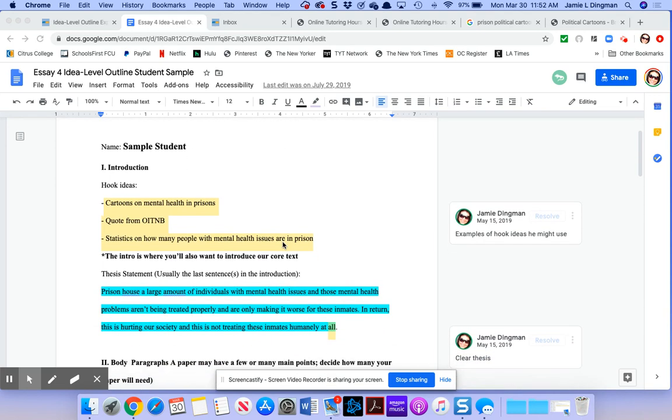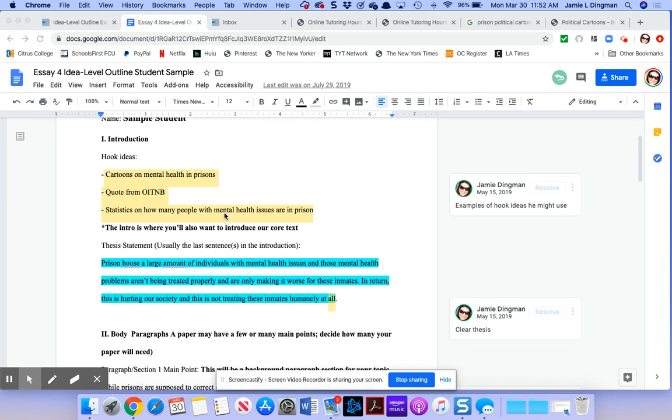level outline. So you'll see the first thing that you start off with up here is the introduction. I want you guys to start considering hook ideas if you haven't already pulled up some facts or statistics or thought about how you're going to start this essay. Now's the time to start thinking about what you want to do to start off this essay. And here are some suggestions. This is what this student chose. Cartoons on mental health in prisons.